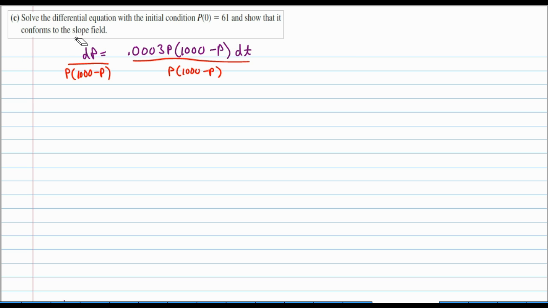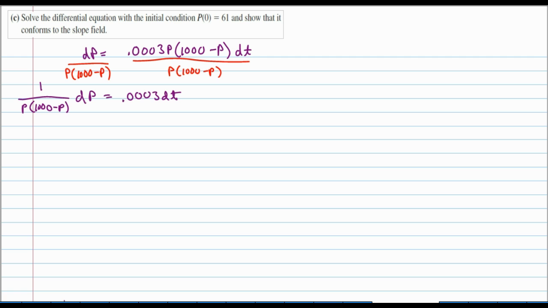Part C. Solve the differential equation with the initial condition P of 0 equals 61 and show that it conforms to the slope field. Okay, so first we're going to take the differential equation dP/dt and multiply both sides by dt, so I get the differential dP. Now I want to separate my variables, so I have to divide both sides by P times (1,000 minus P), so I get all the P's with the dP and anything else with the dt. Now I'm ready to integrate.